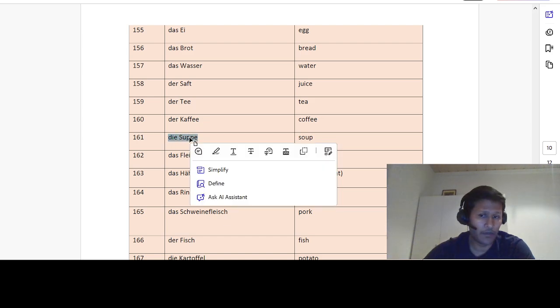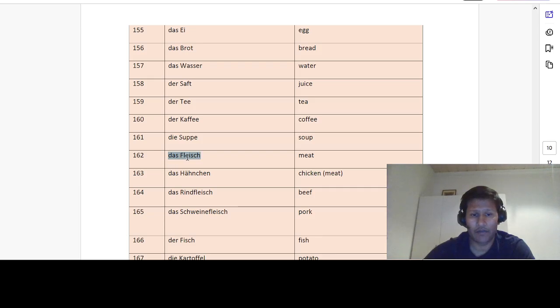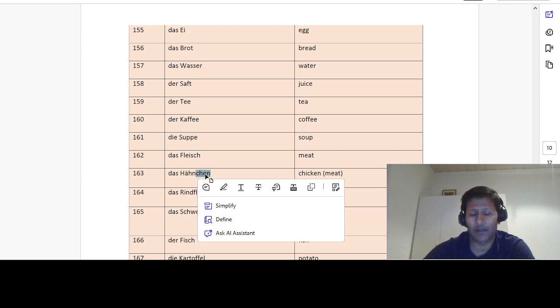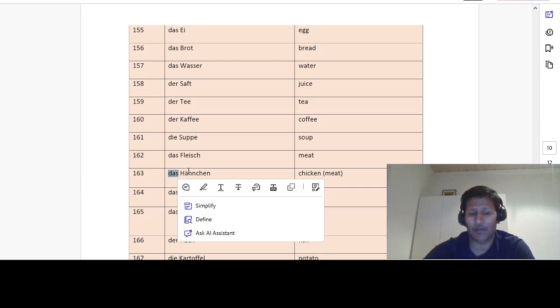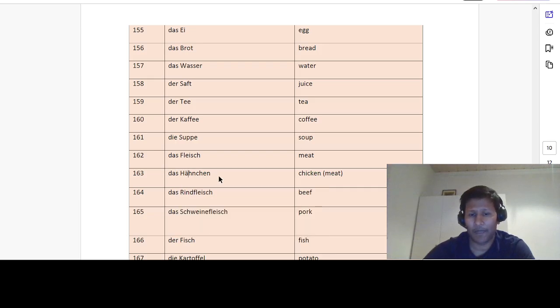And then we have die Suppe, soup, and das Fleisch. We have already seen this word before, das Fleisch. So it's not basically 200 also, many are repeating here. Das Fleisch, meat. Das Hähnchen, chicken. I would have told you in some classes already, words ending with -chen become neutral gender, always, das Hähnchen. And generally chicken. Das Rindfleisch.